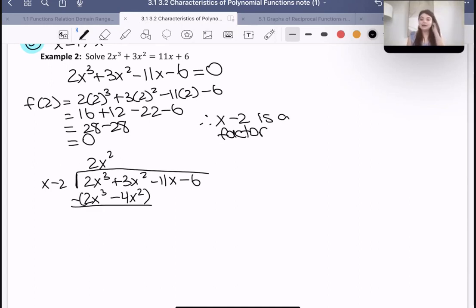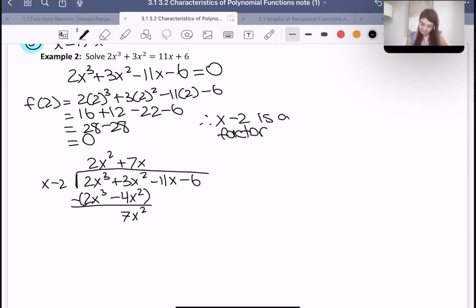Okay, and then we are going to subtract. 7x squared is going to be our solution here. So we have 2x cubed minus 2x cubed, and then we have 3x squared minus -4x squared, which gives us 3x squared plus 4x squared, which is 7x squared. Now, how many times does x go into 7x squared? Well, 7x times, so we'll add that in.